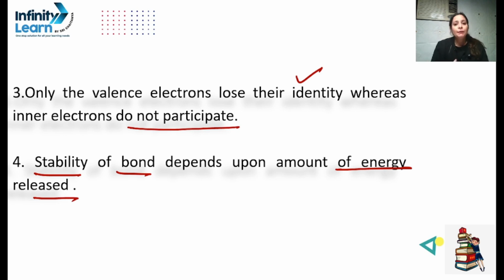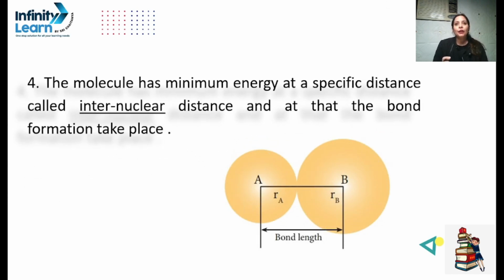The state of minimum energy always corresponds to maximum stability. So if the amount of energy released is more, then the bond formed is always stable. So stability can be known by just measuring the amount of energy which is released. Now, I told you that whenever the atoms are approaching, right?